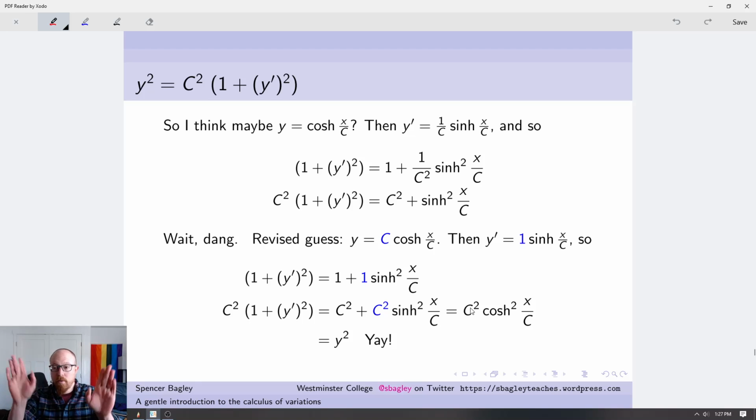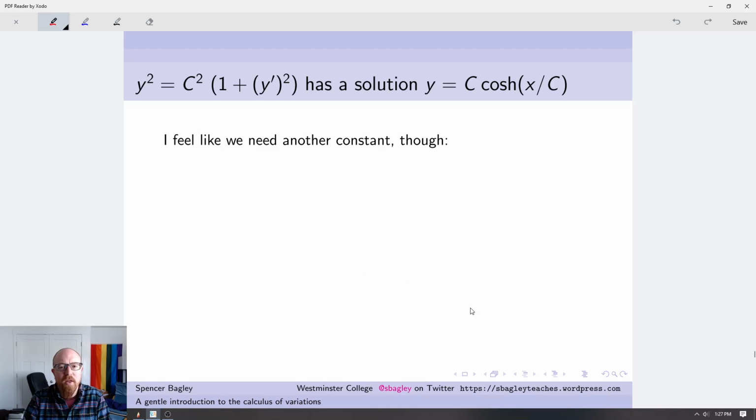So hooray. I have managed to guess the solution to this differential equation by looking carefully at the structure and then knowing about the hyperbolic sine and hyperbolic cosine. Okay, this is cool. So I think that we have a solution, y equals c times the cosh of x over c. I don't think this is the general solution. I feel like we need another constant.